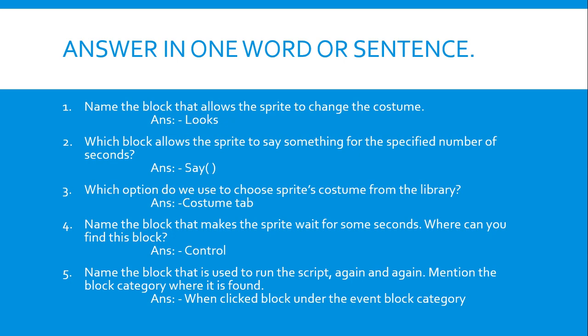Name the block that makes the sprite wait for some seconds. Can you find this block? That is the control block and the wait block. Name the block that is used to run the script again and again. Mention the block category where it is found. When click block under the event block category.